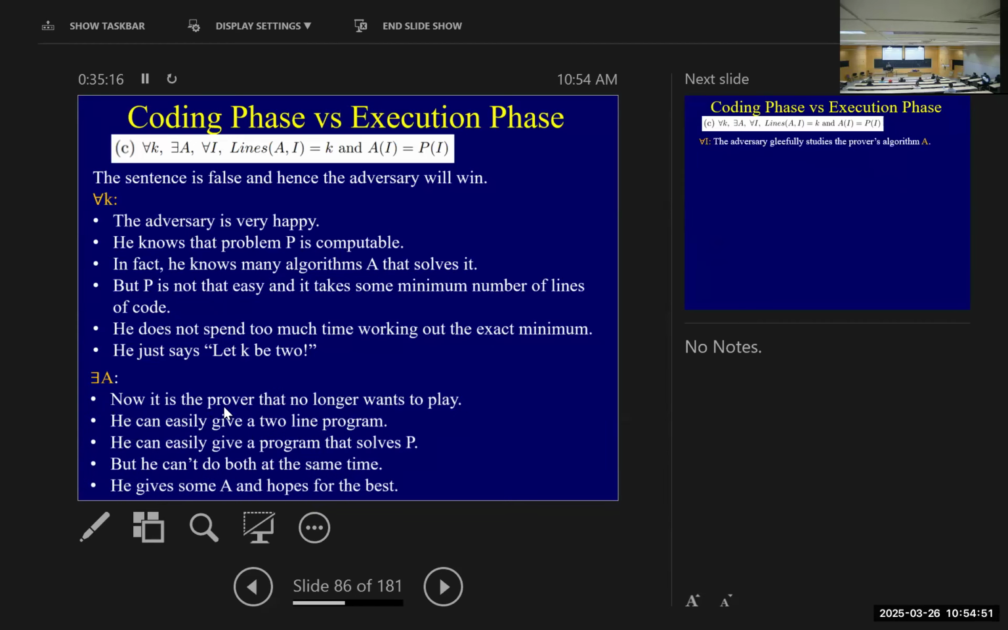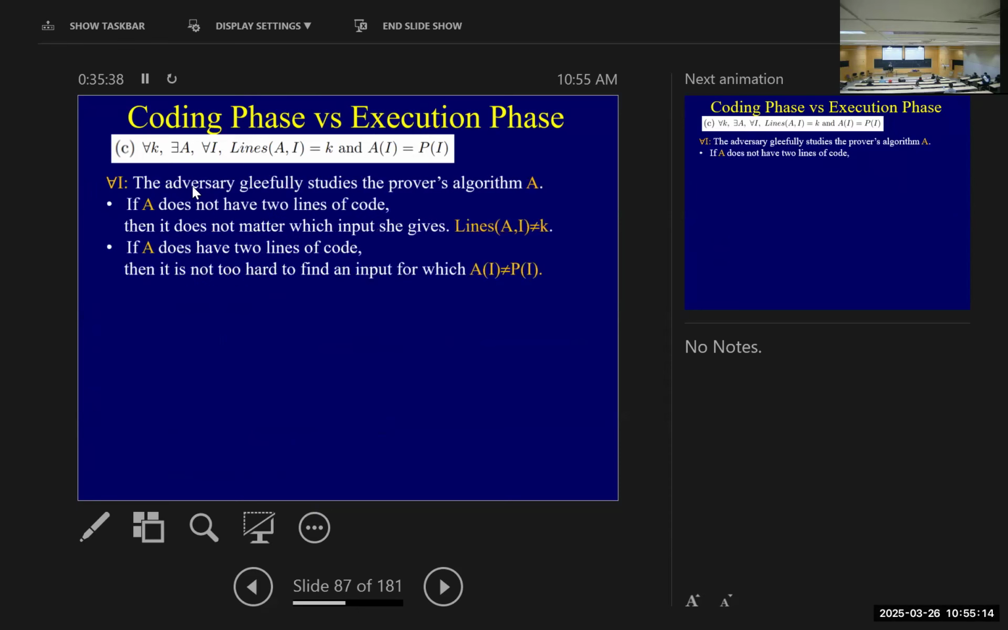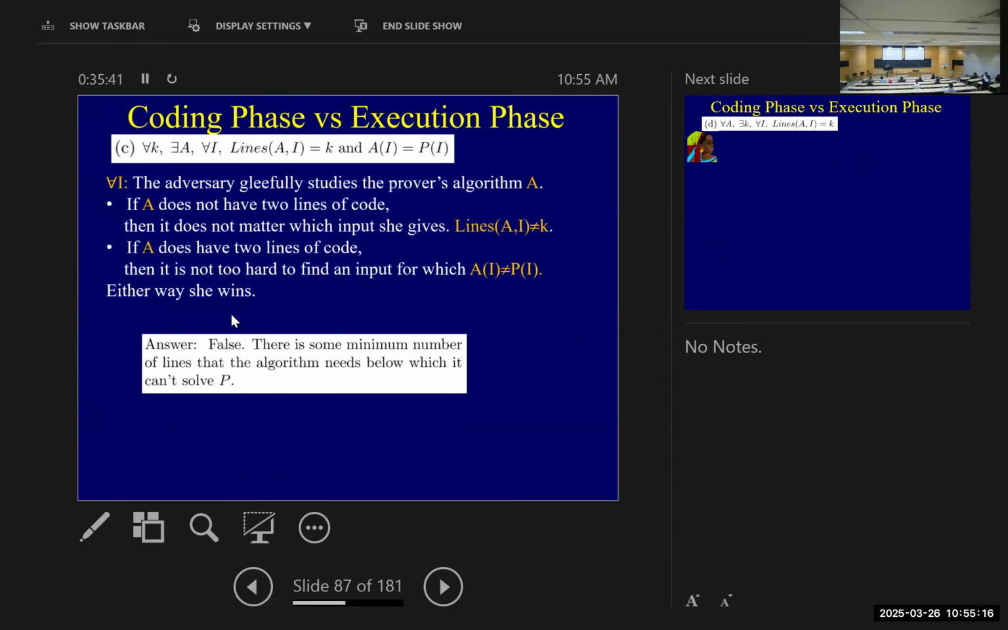Now the prover is unhappy and wants to pout because he can come up with a program that solves the problem, but he can't come up with a program that solves the problem in 2 lines of code, right? All right, so here we go. Quick, false: there's some minimum number of lines of code that an algorithm needs below which it can't solve P. People getting that? I mean, that's translating it into English that you would understand.